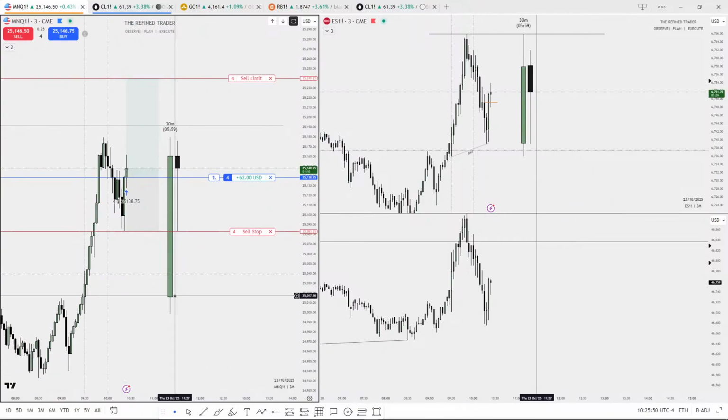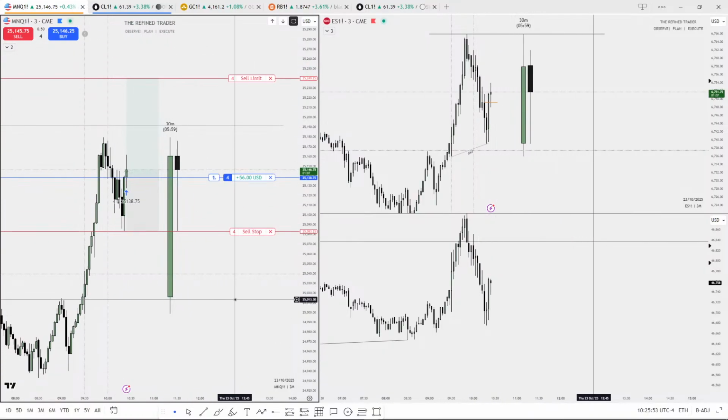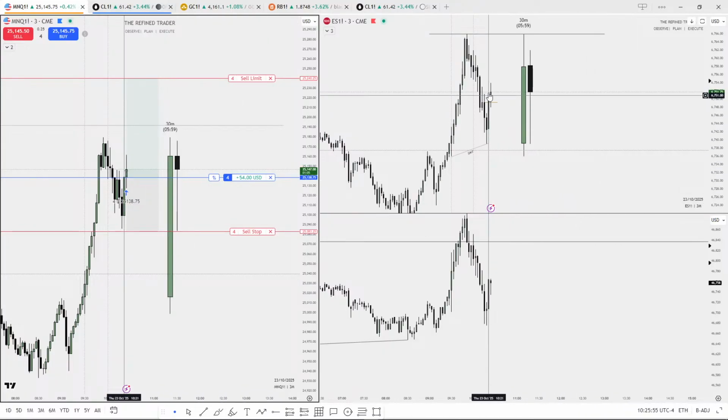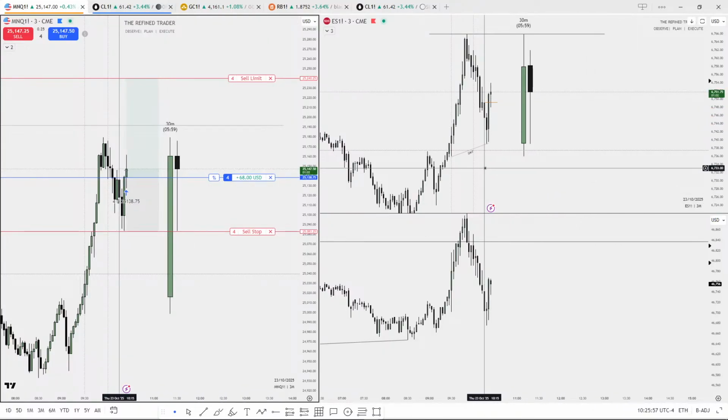I'm expecting this 10 a.m. to expand higher. ES also gave that confirmation of closing above, which is a good sign. Yeah, now it's just a patience game.